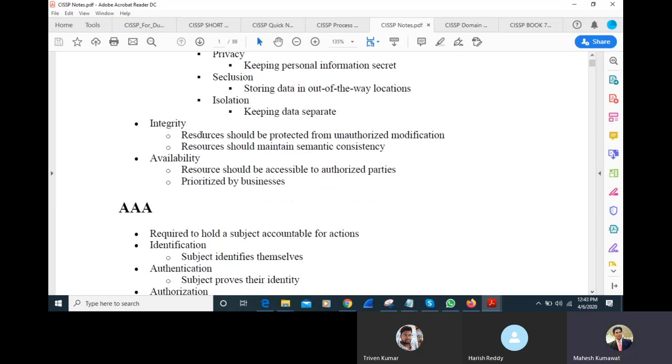Now integrity: resources should be protected from unauthorized modification. Resources should maintain semantic consistency. How do you protect integrity? What countermeasures are there? We can protect our data by using hashing methods, and we can create digital certificates and digital signatures so that no modifications are made. Yes, you're right. Good.